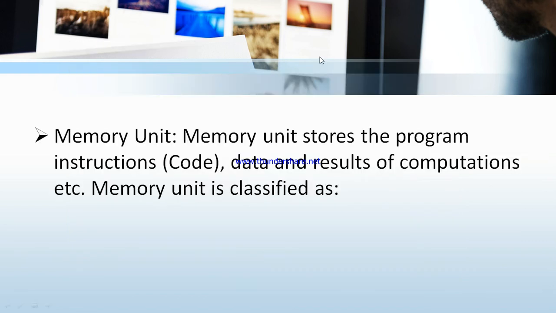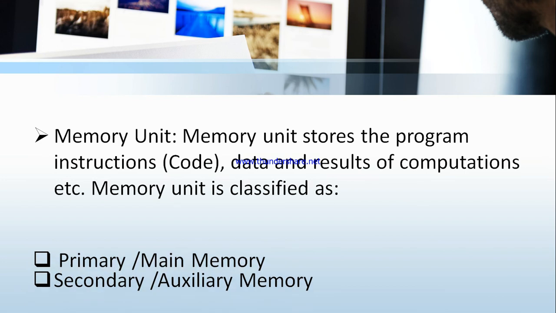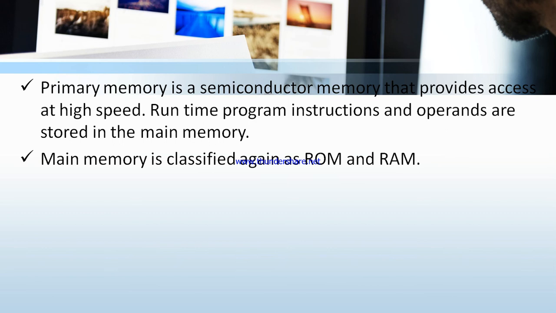Now the memory unit. The memory unit always stores the program instructions, that is called code, and data, results of the computations, etc. The memory unit is classified as one, primary memory or main memory, and another, secondary or auxiliary memory. Primary memory is a semiconductor memory that provides access at high speed, and runtime program instructions and operations are always stored in the main memory only.